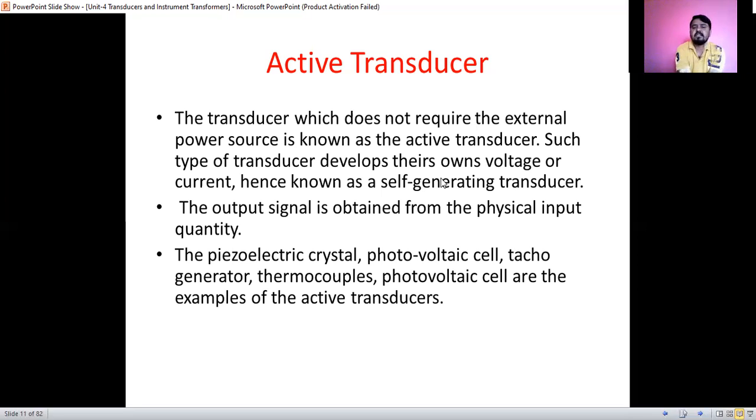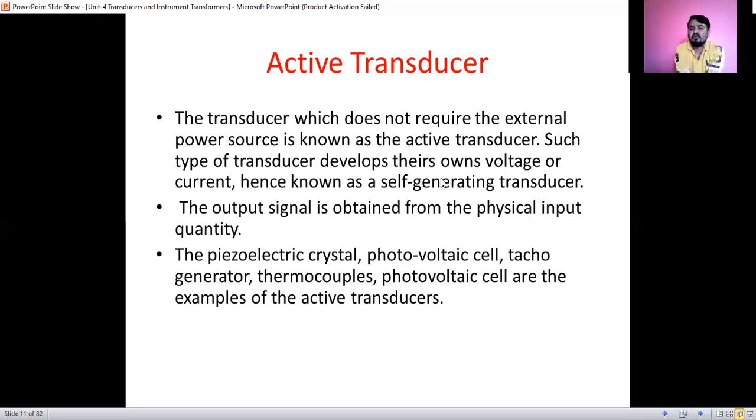The output signal is obtained from the physical quantity only. The input physical quantity is what we get. The example is the piezoelectric crystal. One material is there, piezoelectric. By pressing this one, it is going to generate some voltage. No need for any supply for that.